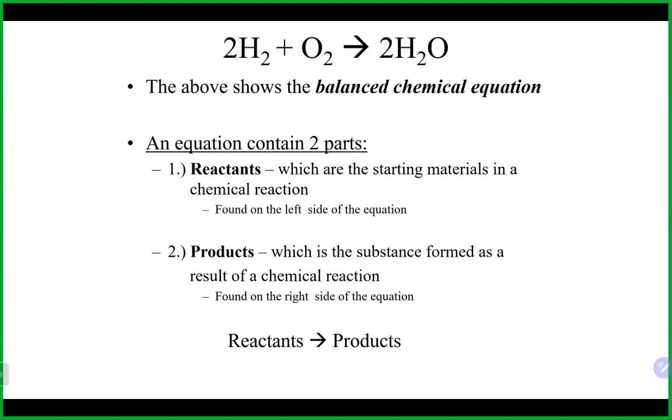On the left-hand side of the arrow, those are what are known as our reactants. So over here, these guys are reactants, and they are the starting material in this chemical reaction. On the right-hand side, that is our products. And in this particular equation, there is only one product, but you could have multiple products on the right-hand side. You could have 2 or 3.